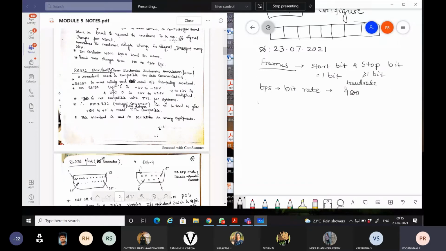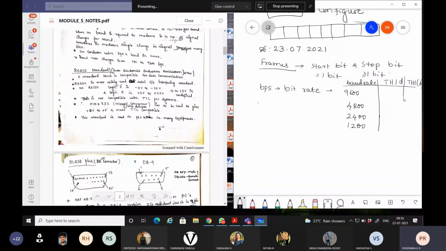Whenever we choose a particular baud rate, the 8051 can be configured for various bit rates. One is the 9600 bit rate, the next is 4800 bits per second, then 2400 bits per second, and 1200 bits per second. During this time, what is the actual value that we need to load onto TH1, in decimal or in hexadecimal? Let us see TH1 in hexadecimal.